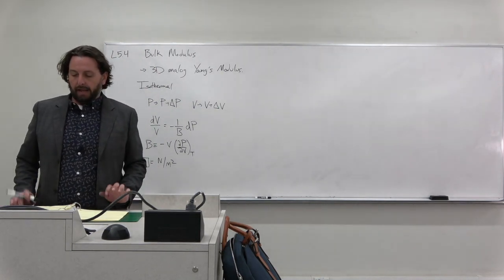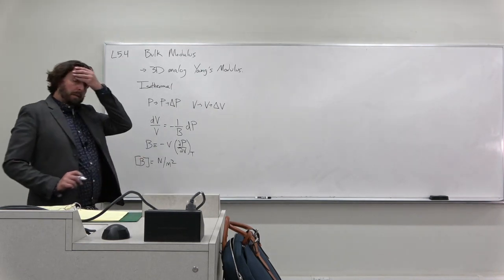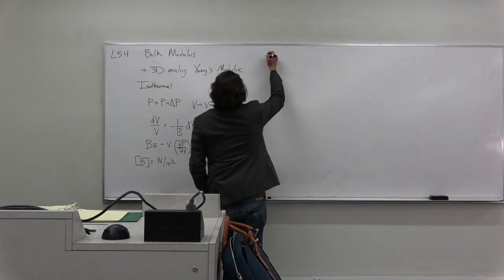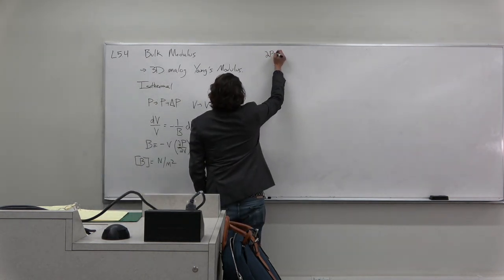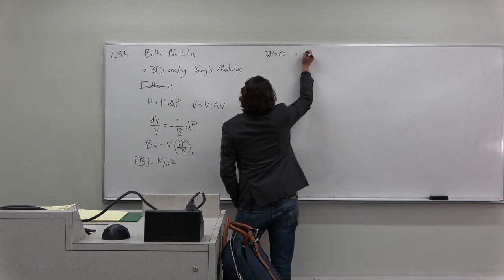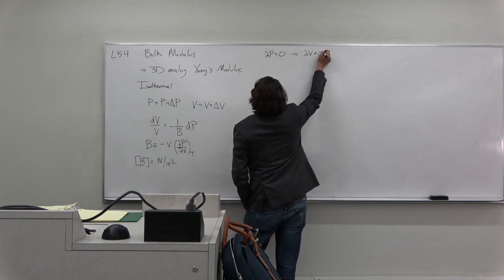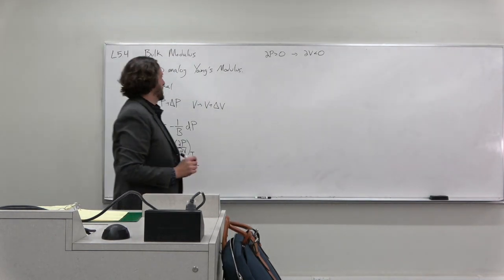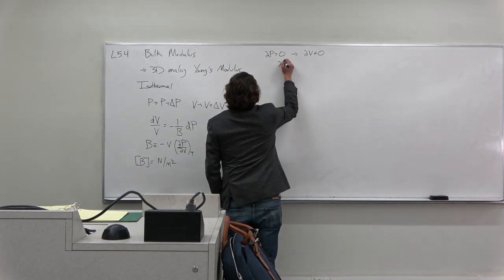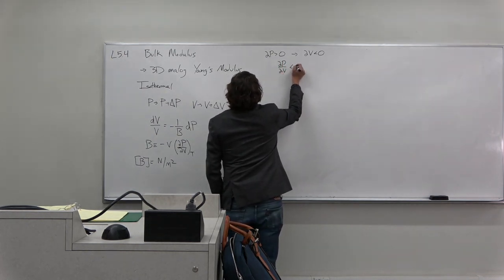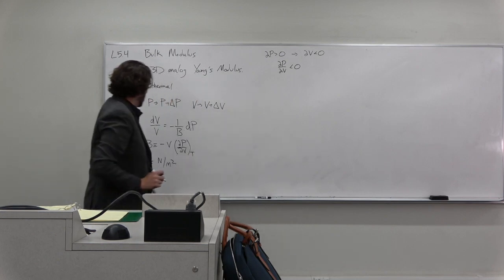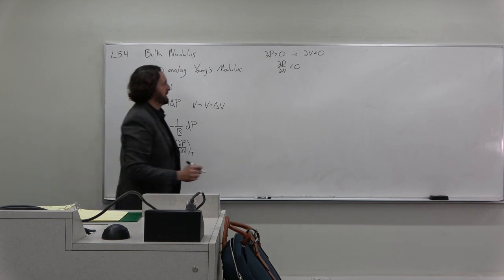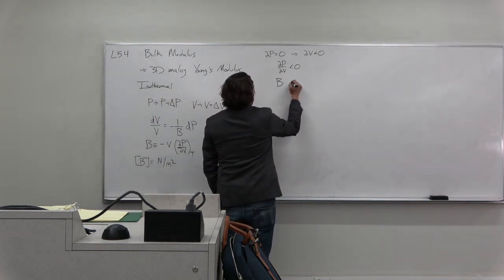Great. Now one important thing is that when you increase the pressure, if partial P is positive, then partial V will be negative. If you increase the pressure, something's going to contract. So partial P, partial V is always negative. Hence this minus sign makes our B positive.